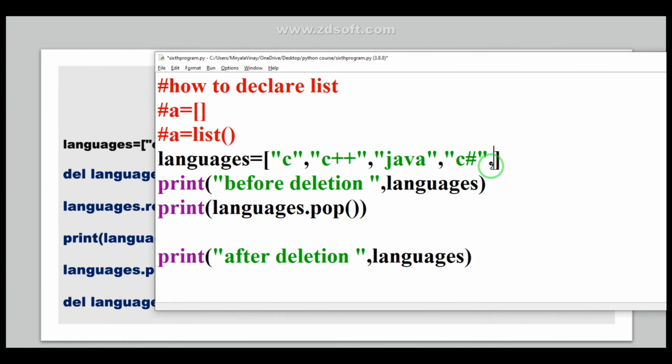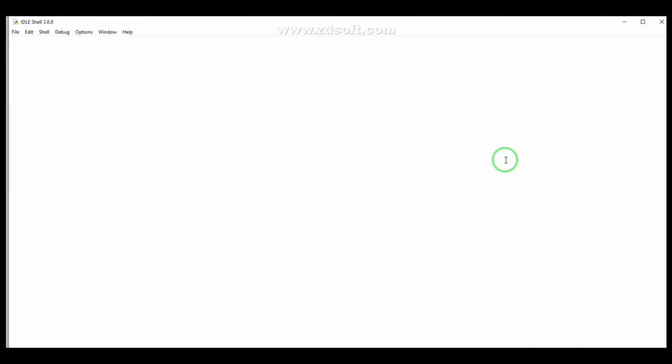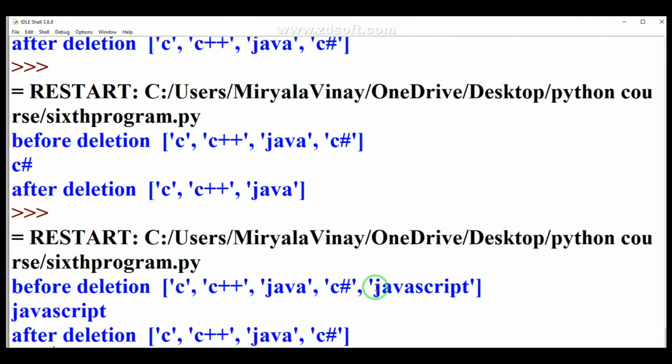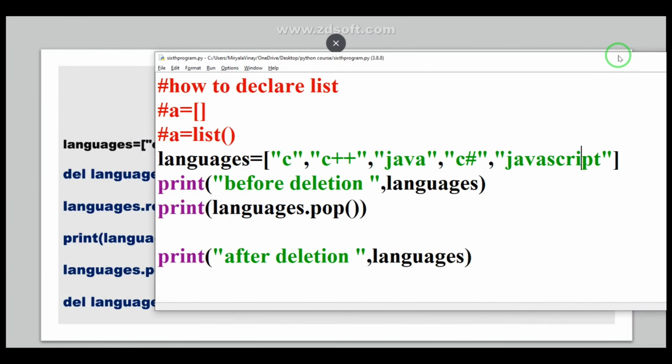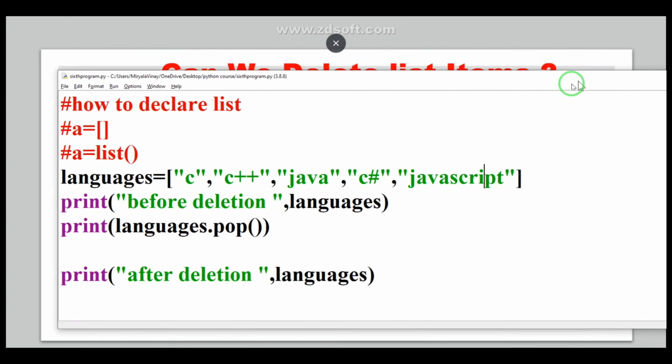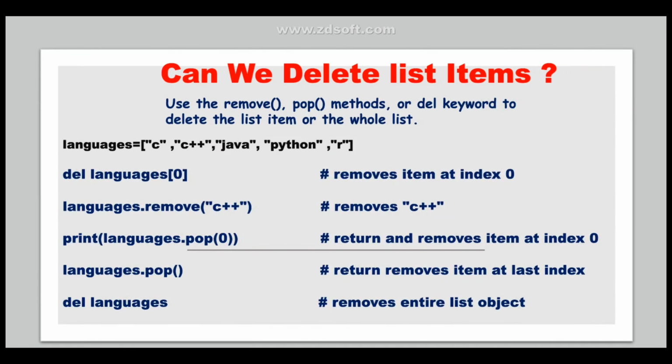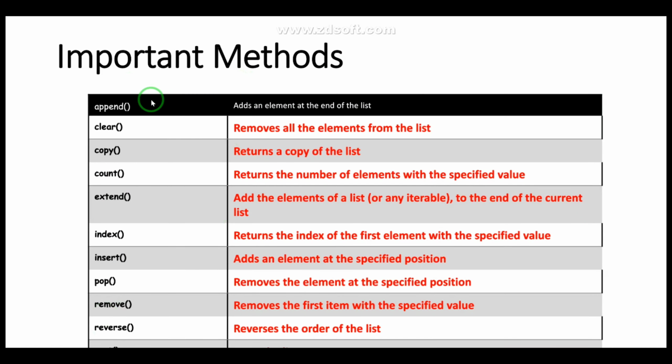When I write JavaScript also, whatever the value may be, the last value will be deleted automatically when you are not mentioning any value in the pop method. When I run this, you can see JavaScript has been removed from the list. So that is also a main thing you must remember. Coming to the next part, these are some important methods I have listed here.